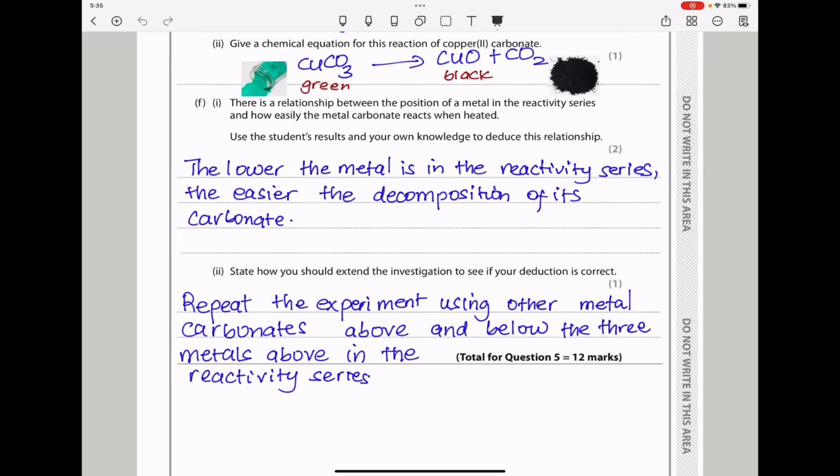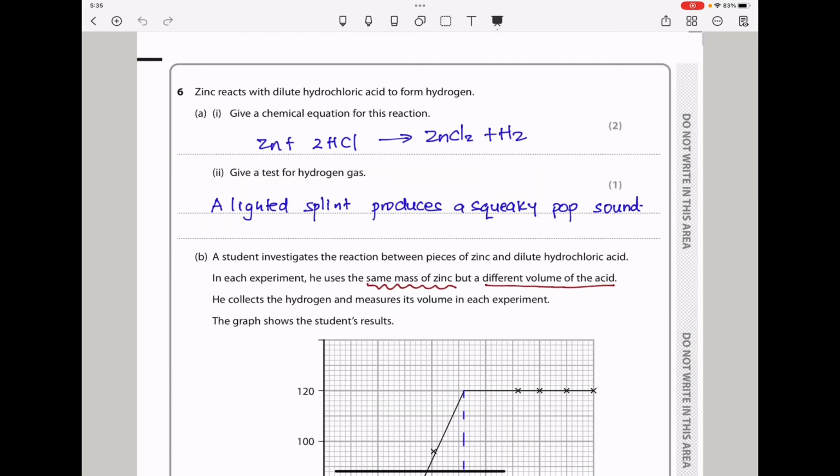So this brings us to the end of question 5. Let's continue to question 6. Question 6. Zinc reacts with dilute hydrochloric acid to form hydrogen.